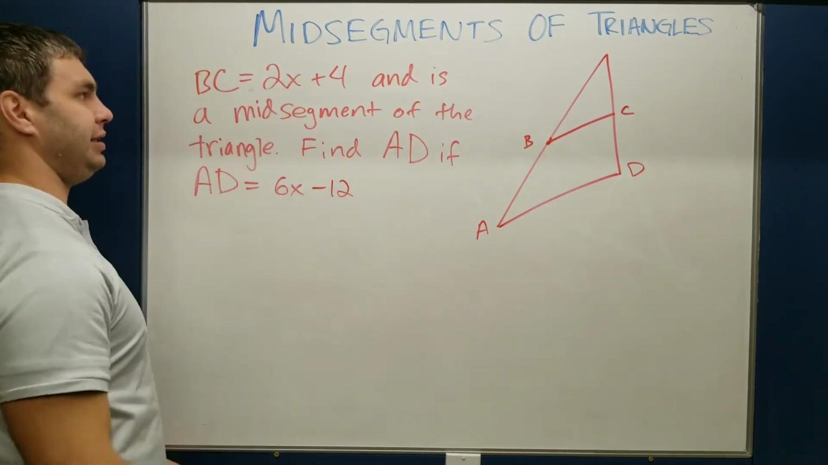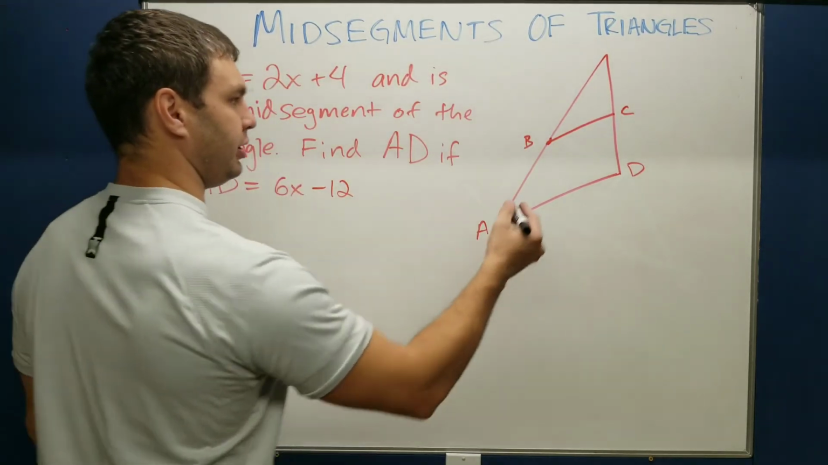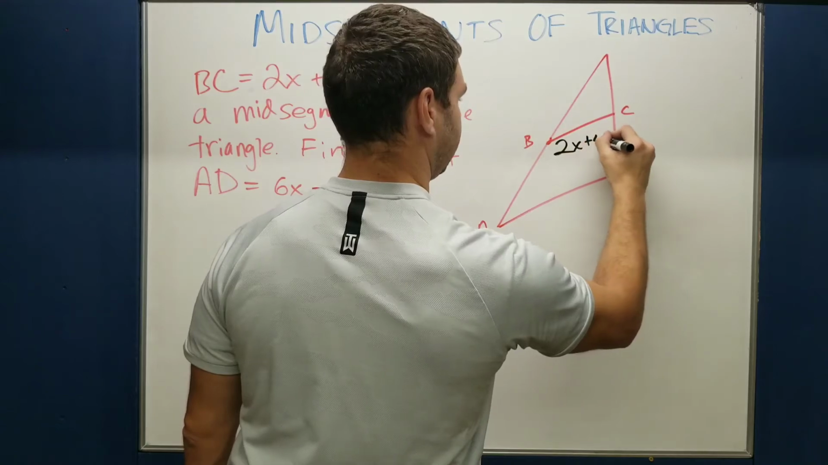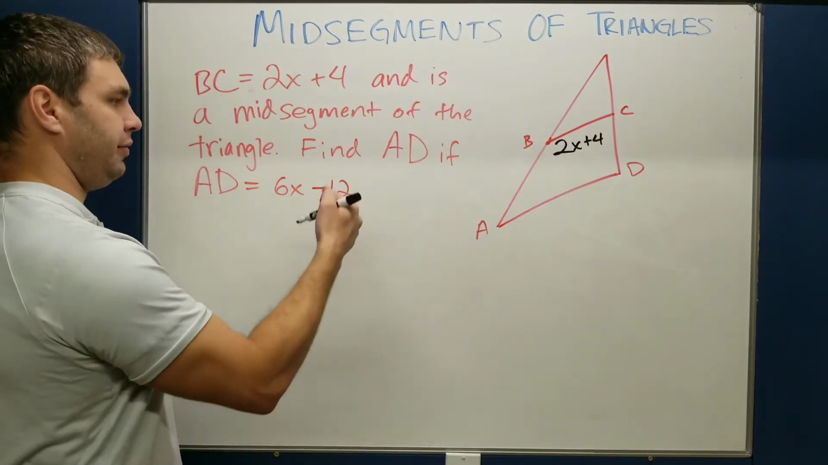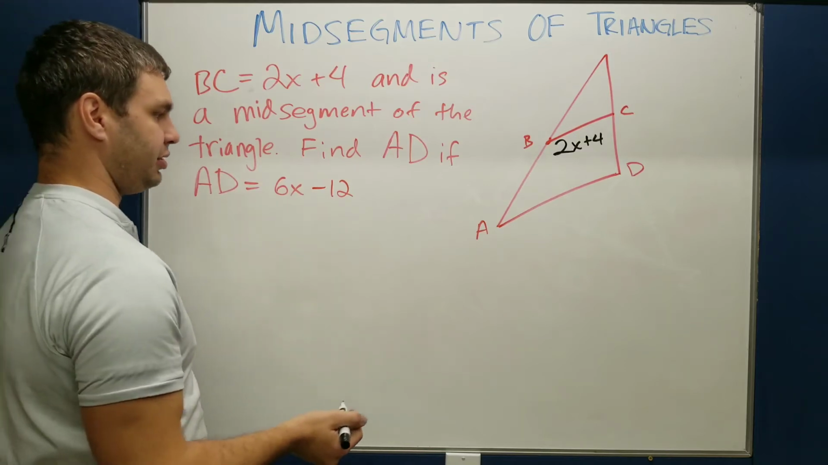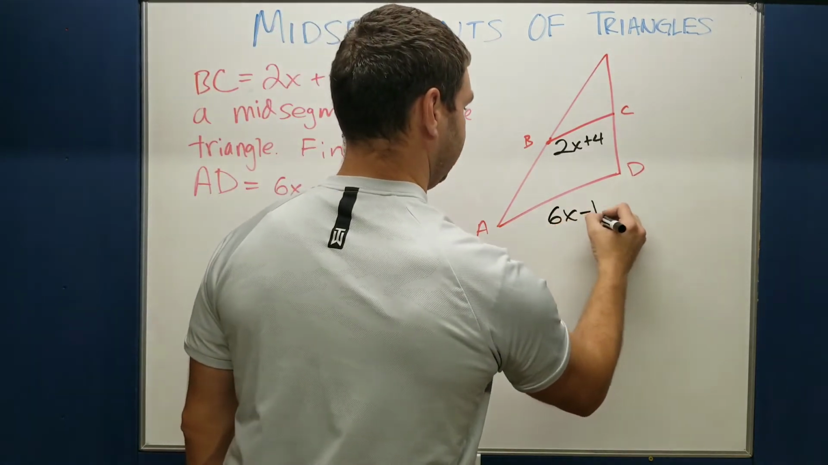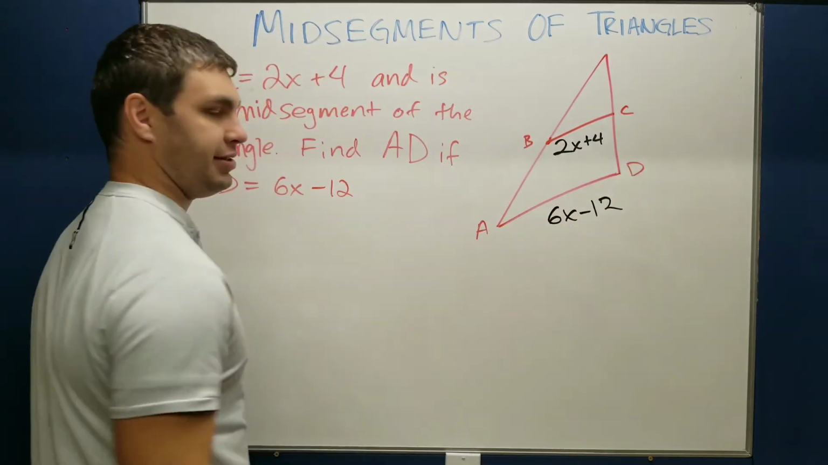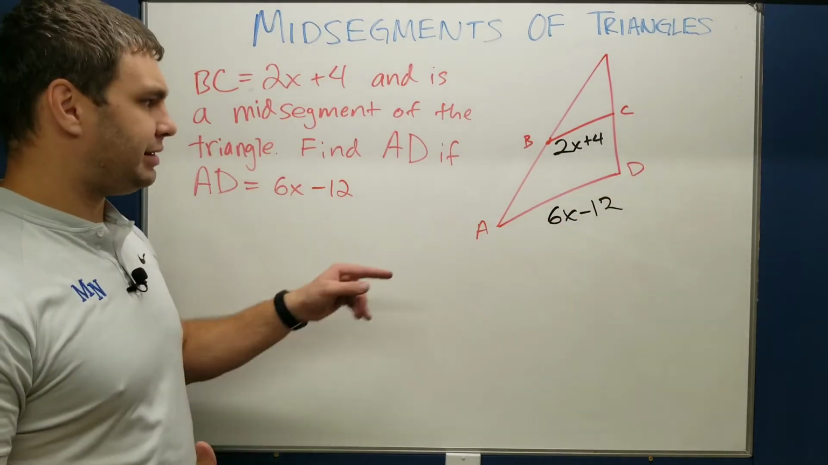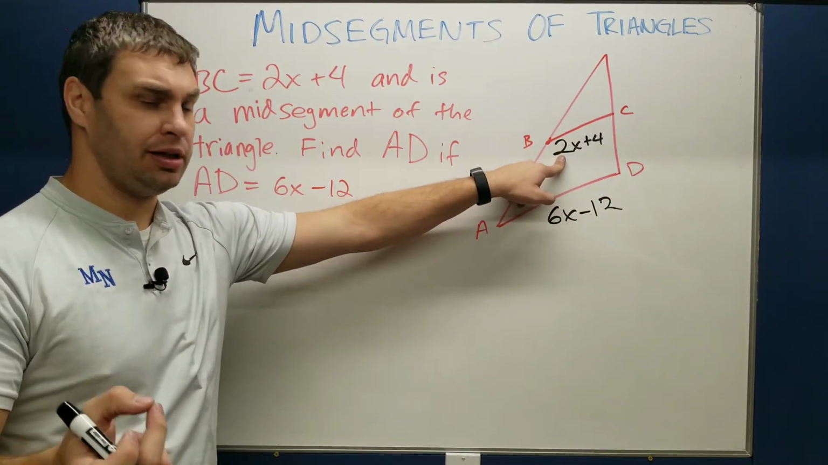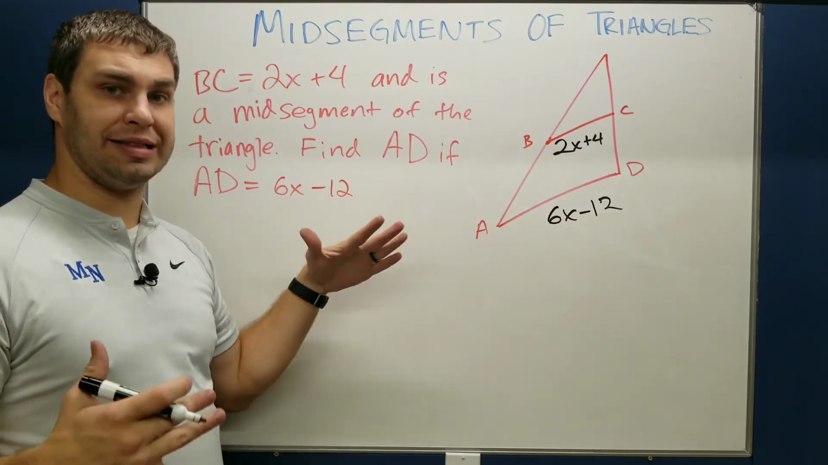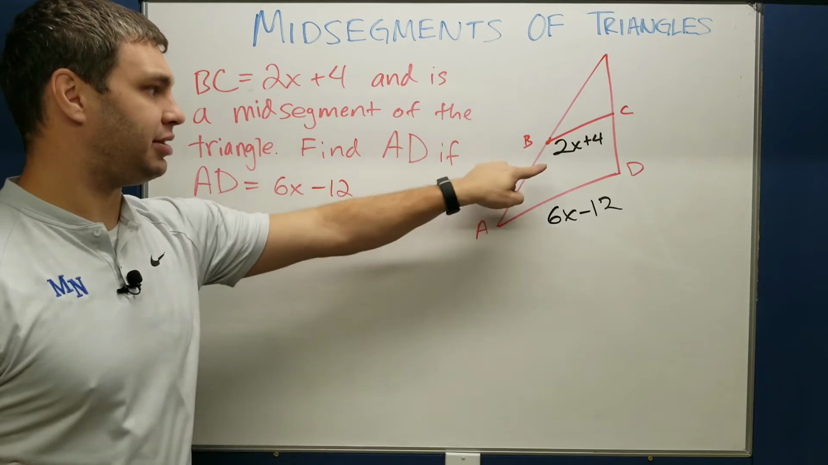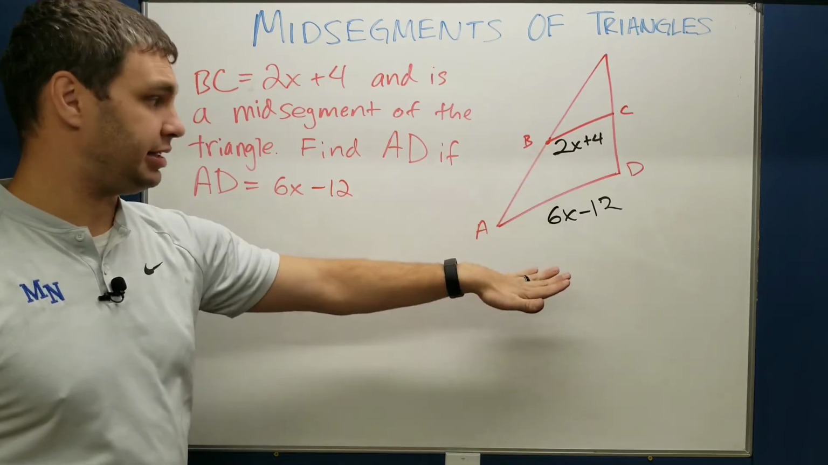All right, so we have a new triangle now with some new directions. This says BC is 2x plus 4. Let's write that in there, 2x plus 4. All right, and it is a midsegment of the triangle. Find AD if AD equals 6x minus 12. 6x minus 12 for AD. All right, so we just have to remember that this midsegment is going to be half of our outside edge, okay? Or one way you could think of this is if I want those to be equal to each other, I have to double this one in order to get it equal to this.